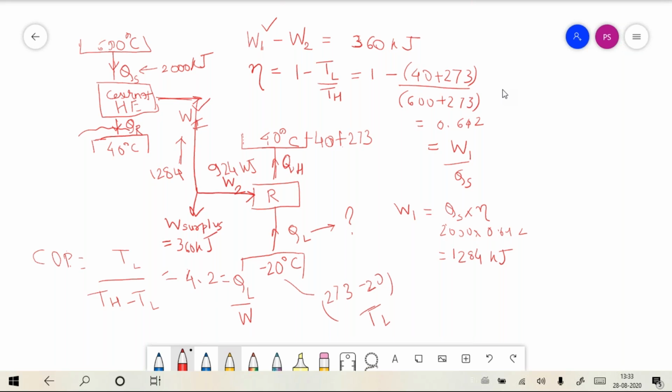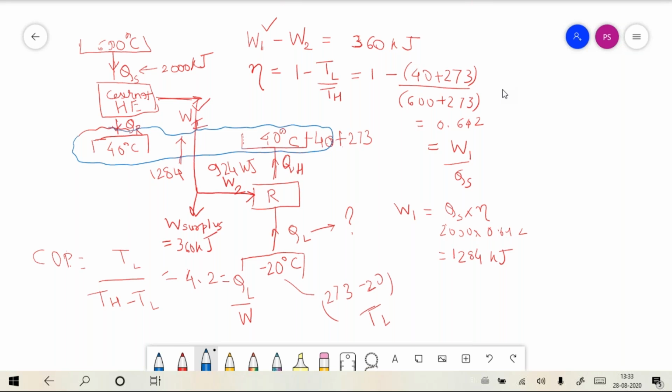Let me use a blue pen here. Okay, so look at this way. This is a single reservoir. So now one question is, and final question is, you need to calculate how much is the total heat rejected to this reservoir which is at 40 degrees centigrade.